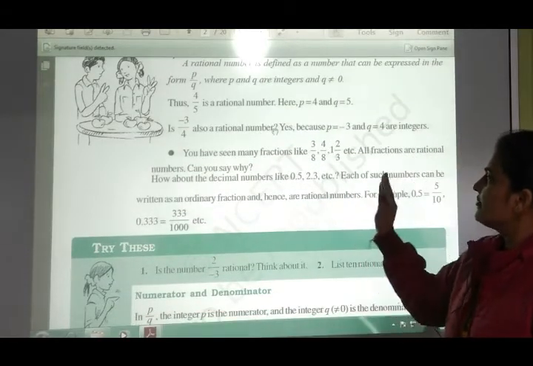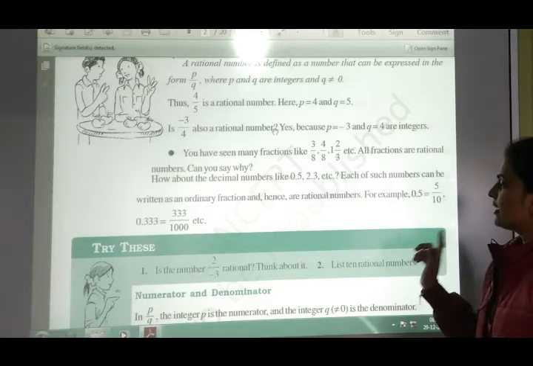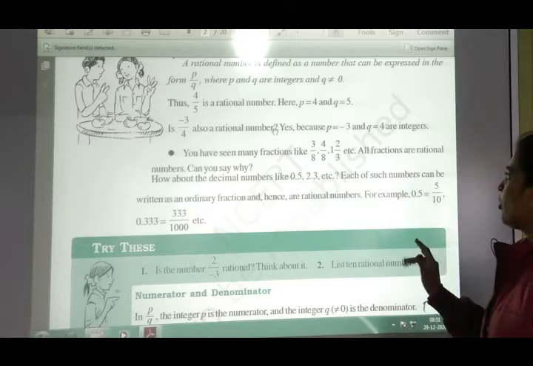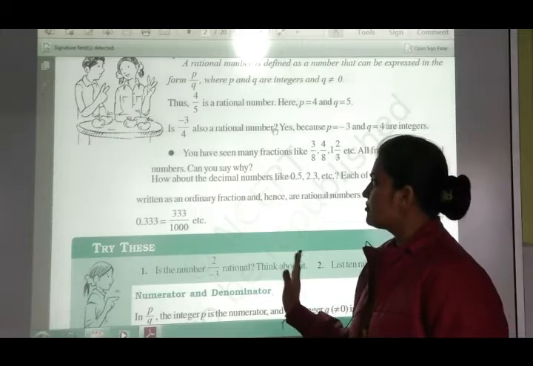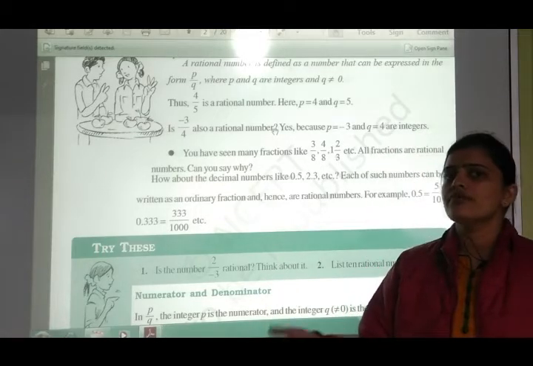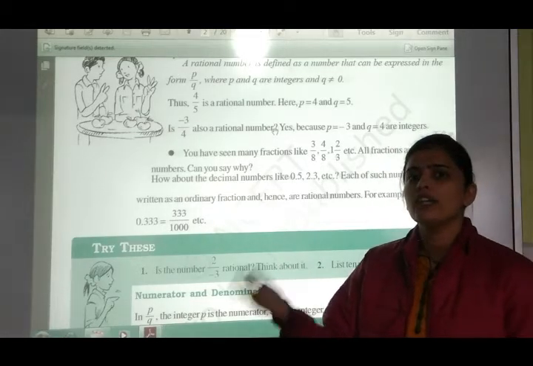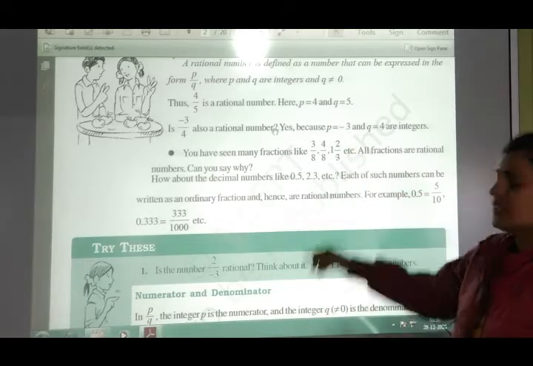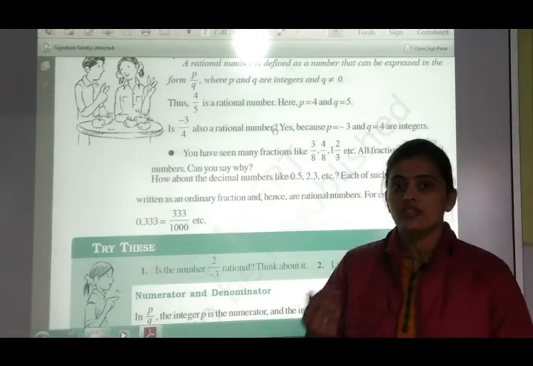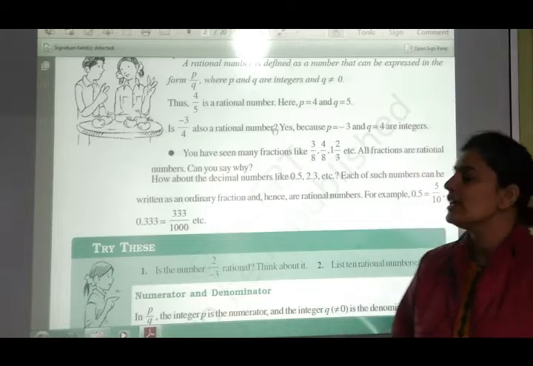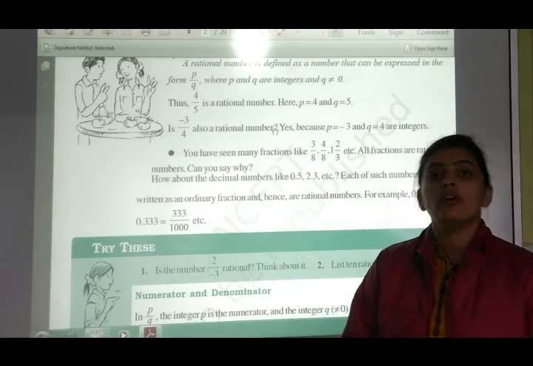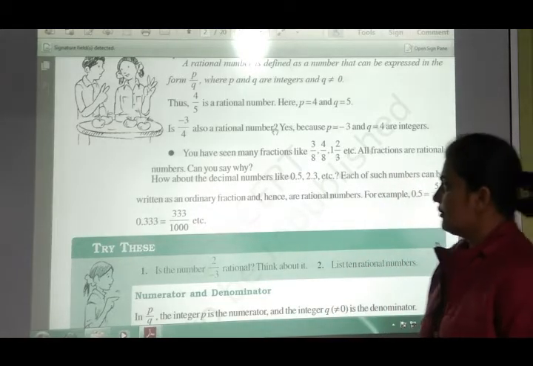You have seen many fractions like 3 by 8, 4 by 8, 1 2 by 3, etc. All fractions are rational numbers. Can you say why? Yes, because all the fractions are in the form of p by q. Now here you can see 1 2 by 3 is a mixed fraction. This mixed fraction you can convert into a simple fraction. That's why all the fractions are rational numbers.